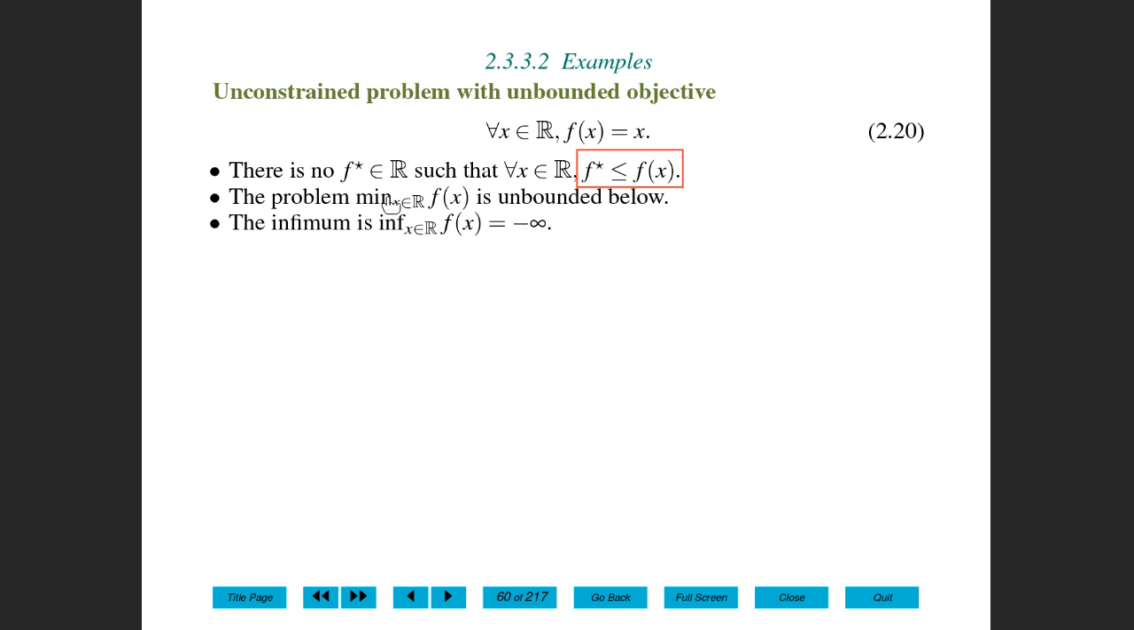So we can say that the minimum is unbounded below. There is no bound, right? This line goes till minus infinity. So in this case, we can simply say that the infimum is minus infinity, right? So inf, which stands for the infimum, is minus infinity, right?